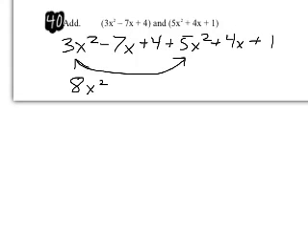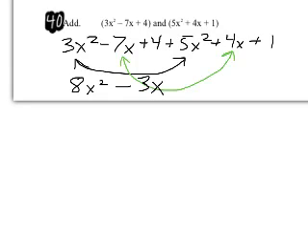Then let's see. All right, here's two terms that have x just to the 1 power, or just x. So we'll add those together. When we add positive and negative numbers, we subtract them, and we keep the sign of the larger number. So negative 7 plus 4, 7 minus 4 is 3, so we have a negative 3x.